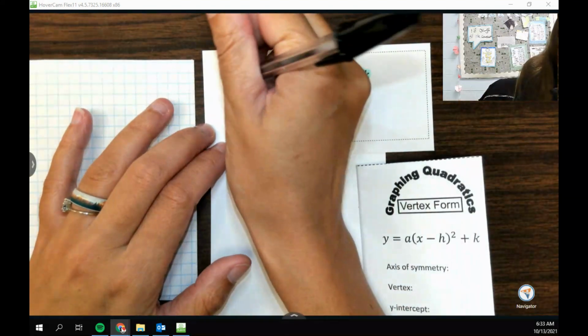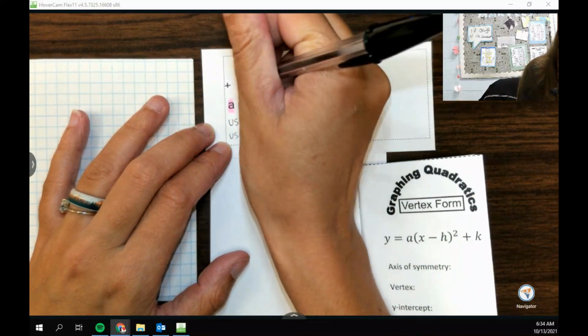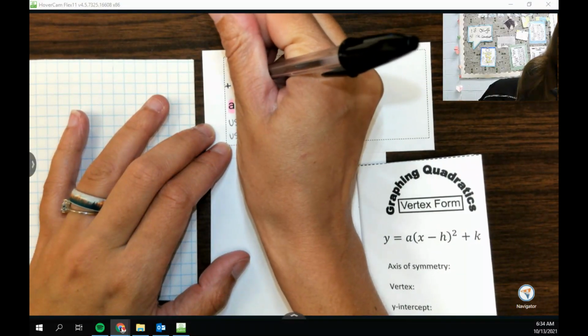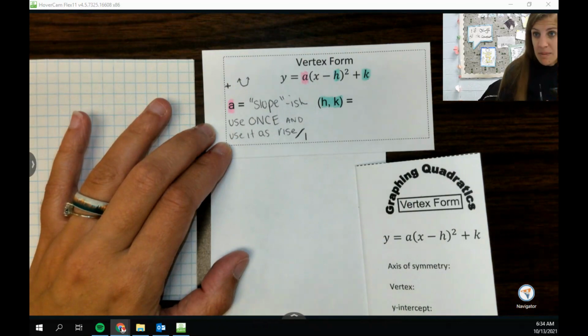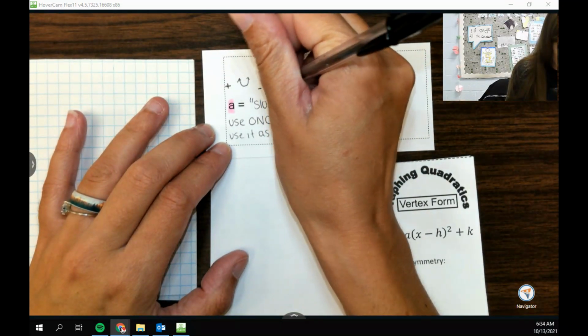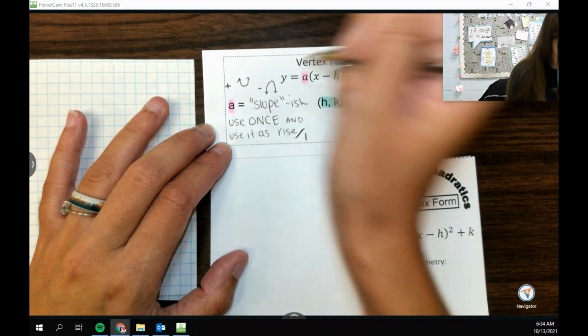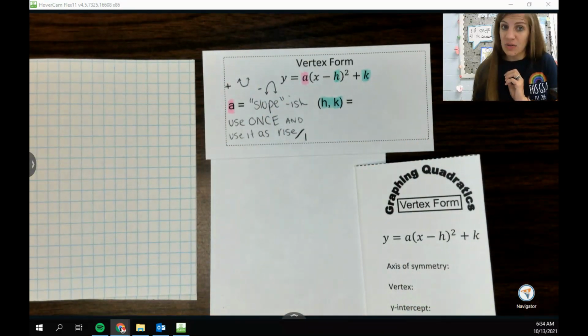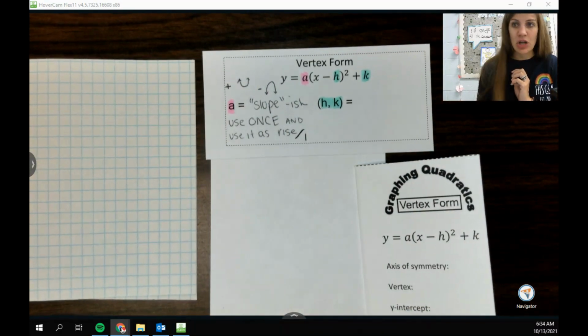If it's positive, we can make this little note. If it's positive, we have a pointing up parabola with a minimum. If it's negative, we have a pointing down parabola with a maximum. So that's also helpful to figure out the shape of my graph.